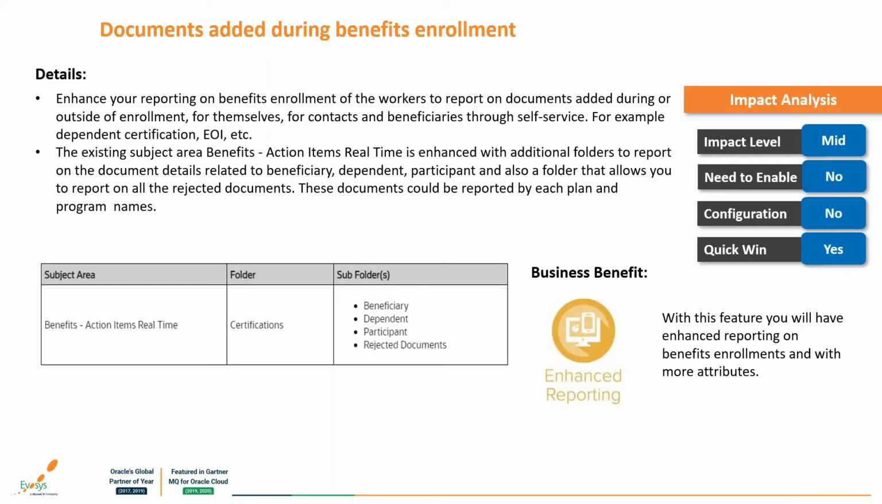Documents added during benefits enrollment. What we have done in 21B is enhance the existing subject area, benefits action items real time, with some additional folders that allow reporting on document details for your beneficiaries, your dependents and your participants. We have also provided a folder to report on rejected documents. Earlier this information was not available. Now you can provide reporting for your rejected documents as well.